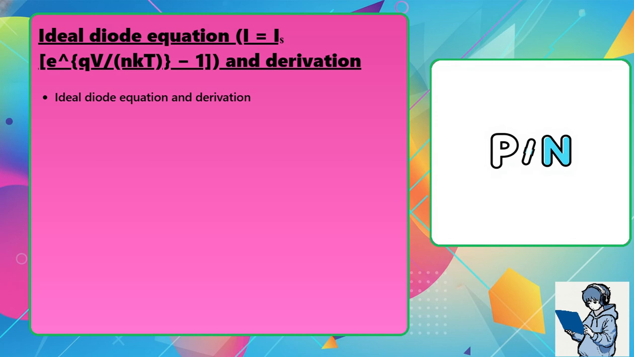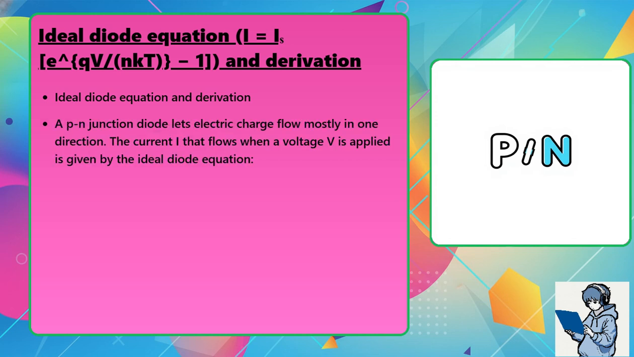Ideal diode equation and derivation. A PN junction diode lets electric charge flow mostly in one direction. The current I that flows when a voltage V is applied is given by the ideal diode equation.